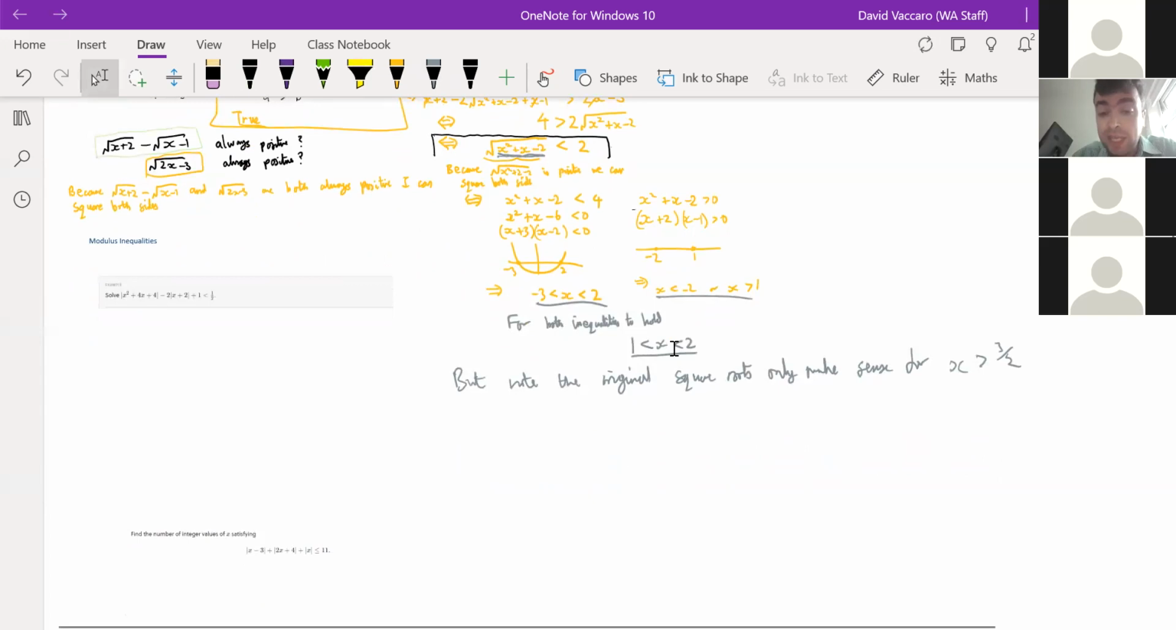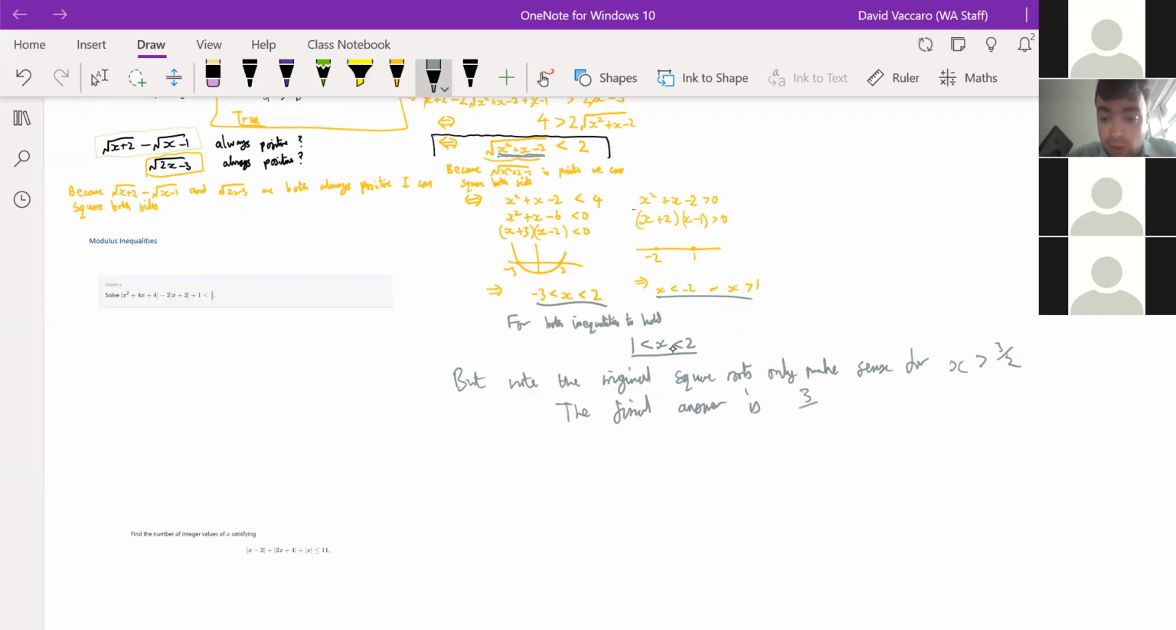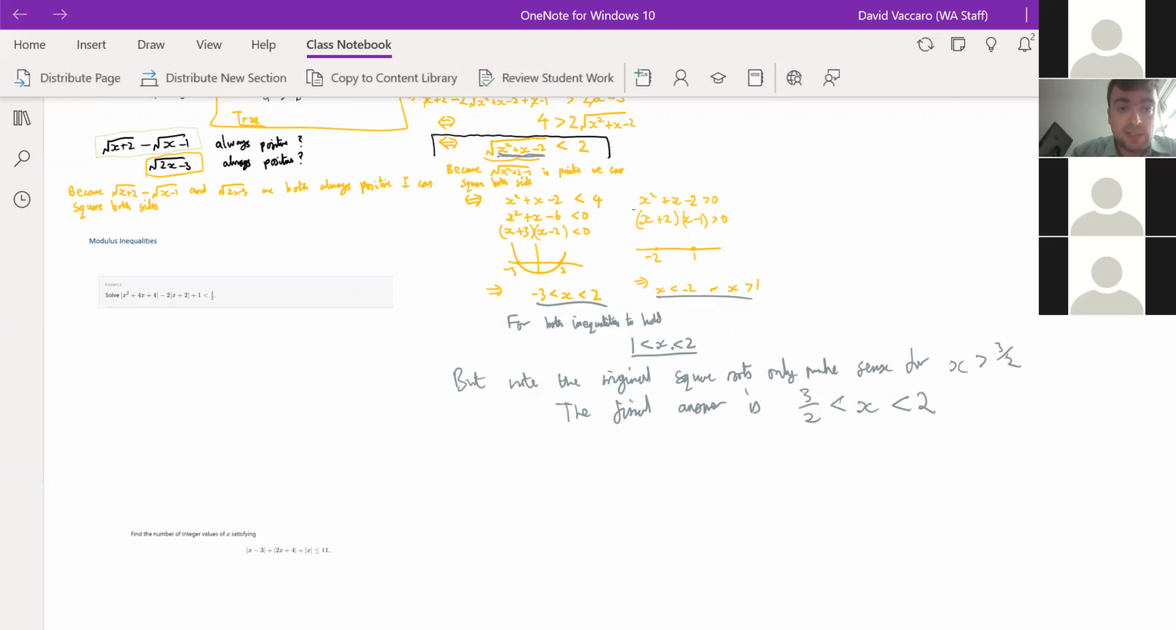Okay, so what we've shown here is that if the square roots are well defined, the inequality would hold between 1 and 2, but the square roots are only defined when x is bigger than 3/2. So the overall answer, so the final answer, is 3/2 is less than x is less than 2.